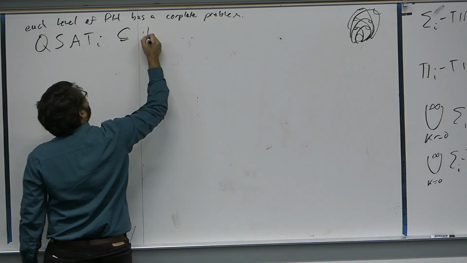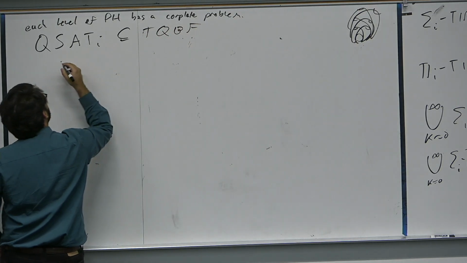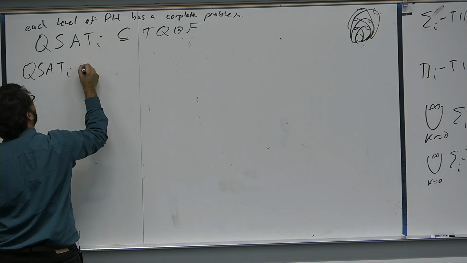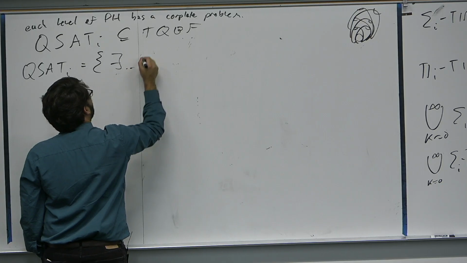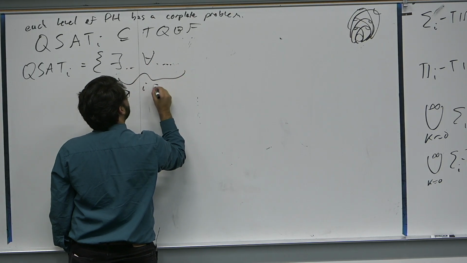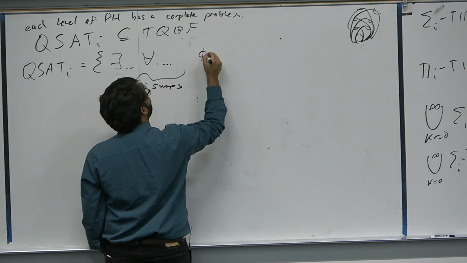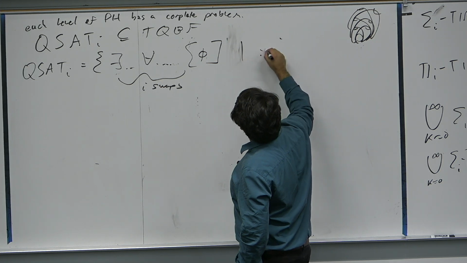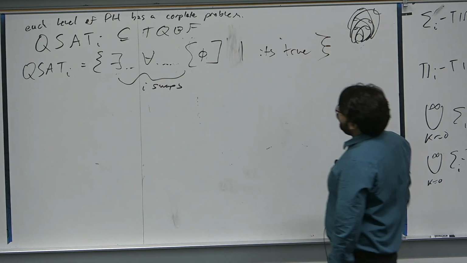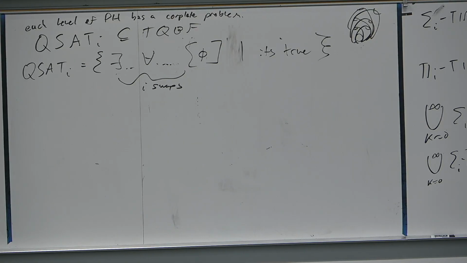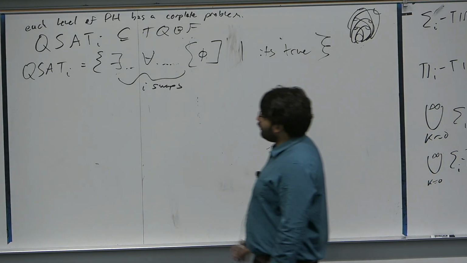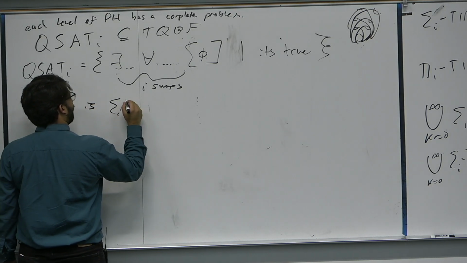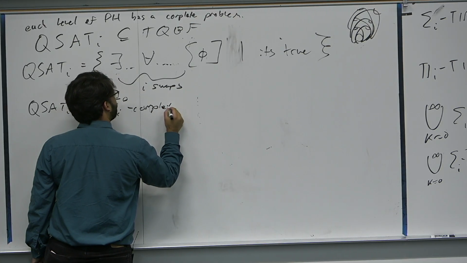Let QSAT_i be the subset of TQBF such that QSAT_i contains logical formulas that swap between exists and for all at most i swaps. And then there is some formula phi, which is a CNF, such that it's true. I claim that such a problem is complete for each level, so that QSAT_i is complete for sigma_i. To prove it's complete, we need to do 2 things.